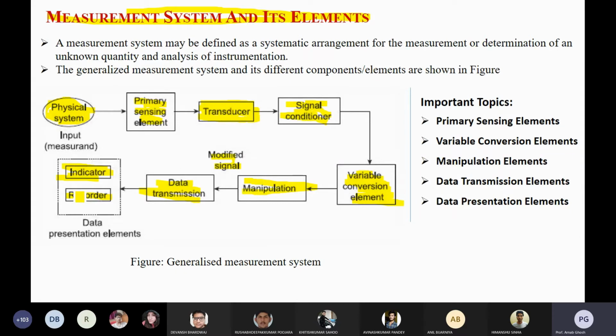So what are the important points? The input is what you have measured, and the output is what you get from that signal. That is the data presentation element. These are the most important components, and I think all of you will understand. The measurement system may be defined as a systematic arrangement, the entire arrangement for the measurement or determination of an unknown quantity. Unknown quantity means your actual signal. Initially it is unknown.